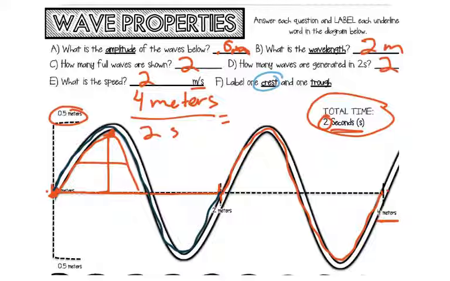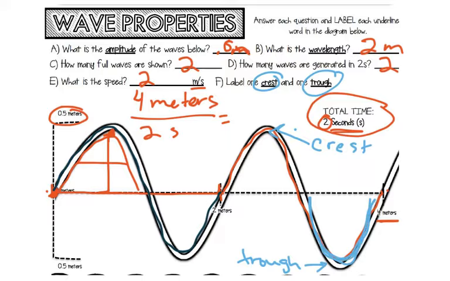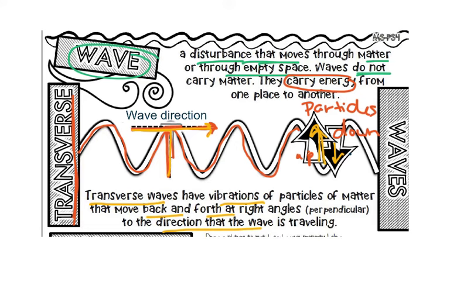Then it asks us to label one crest, and crest is the highest point, and one trough, and a trough is the lowest point. Remember, trough is going to be like your animals are eating out of it. Crest is like the point of the mountain. So there we have it. These are all characteristics of a transverse wave. Transverse waves, so waves that move side to side as their particles move up and down.